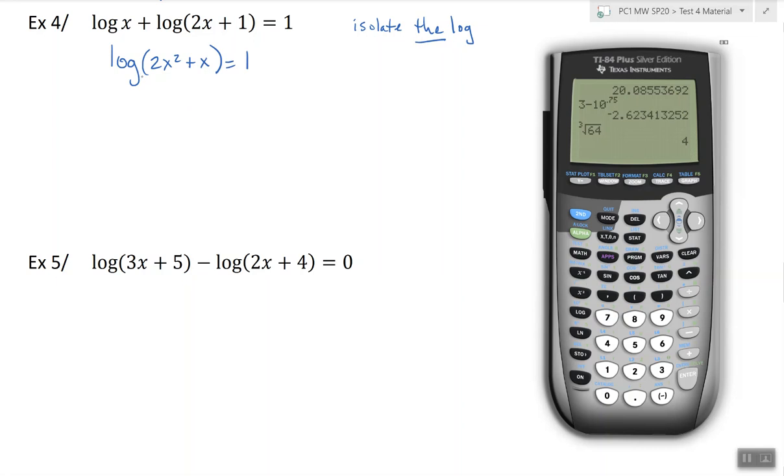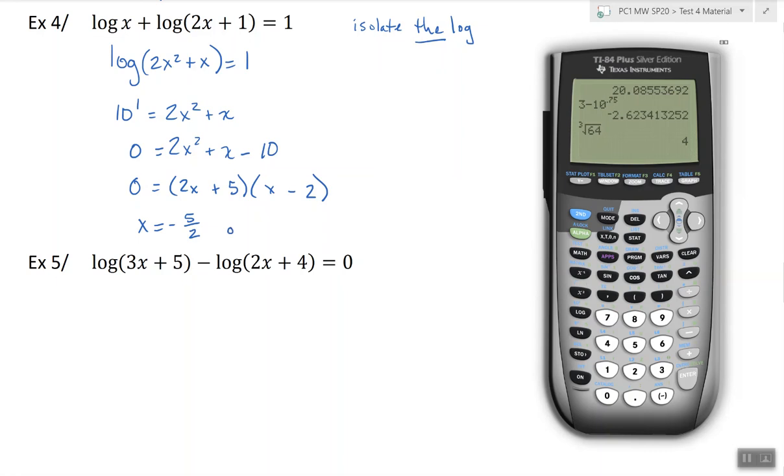This is a common log, so the base is 10. 10 to the 1 is 2x squared plus x. So 2x squared plus x minus 10 equals 0. And we're going to try and factor this. And I get x is a negative 5 halves, or x equals 2.